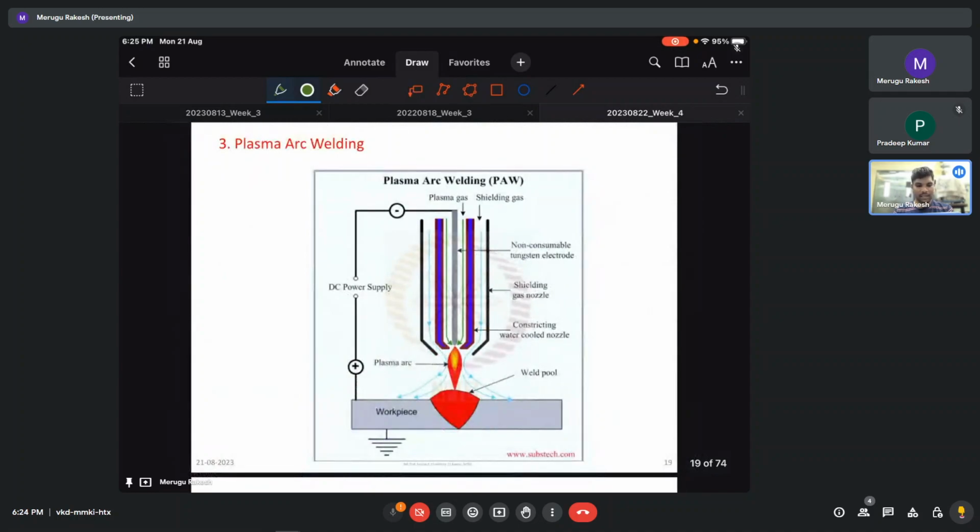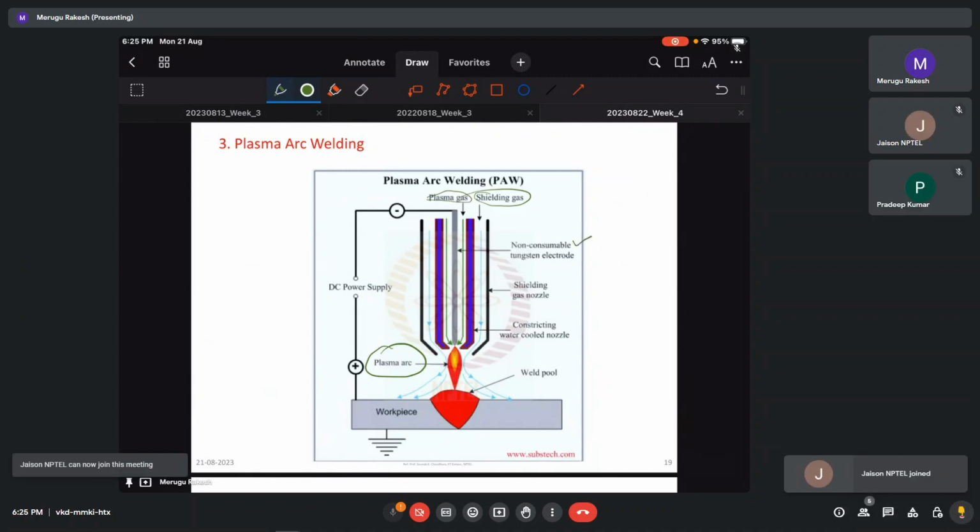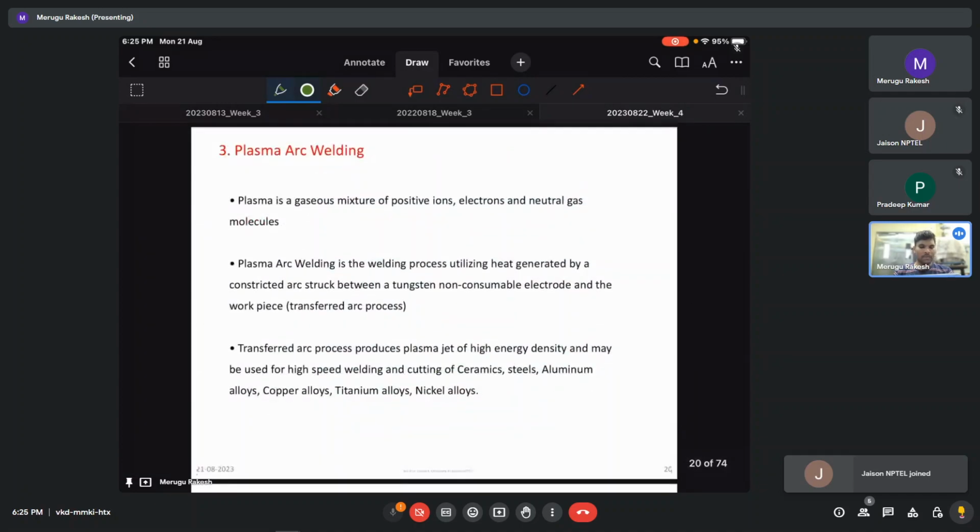Then let us discuss plasma arc. Here we are going to establish a very high temperature plasma arc. Generally this temperature is too high, so generally we use plasma arc only for cutting. This is similar, except we are going to get plasma due to the ionization of the air. We have plasma gas as well as shielding gas to protect the weld zone. Then we have a non-consumable electrode, a shielding gas nozzle, as well as a constricting water cooled nozzle.